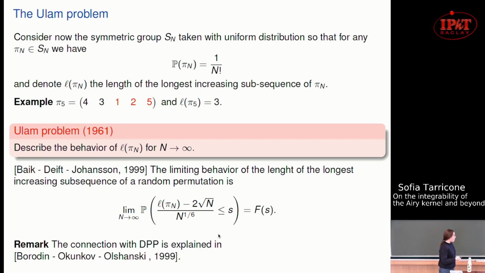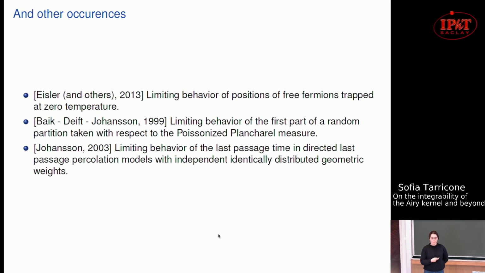But there are many other occurrences where this Fredholm determinant gives you interesting limiting behavior in models. For example, in free fermions trapped at zero temperature with a certain potential, it was known from 2013, related to the GUE matrix model that we just saw, that the limiting behavior of the positions of these fermions is given by this Fredholm determinant.